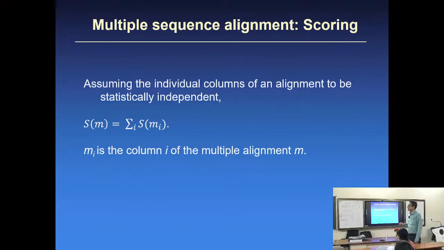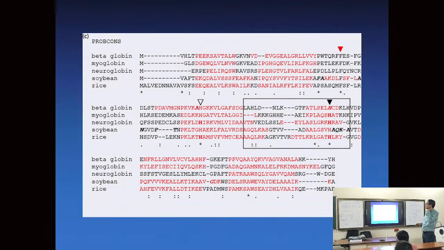Using the same logic, you can get a score for each of the columns, and then sum over all the columns, and that would be the score for the multiple sequence alignment. Here M is the multiple sequence alignment and i is the ith column. So you get a score for each column, and summing over all the columns gives the score for the alignment. Clear? Basically, if you have the multiple alignment, you compute the score for each column and then sum those up, and that is the score for the alignment.